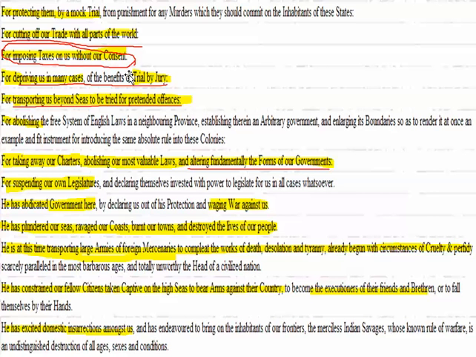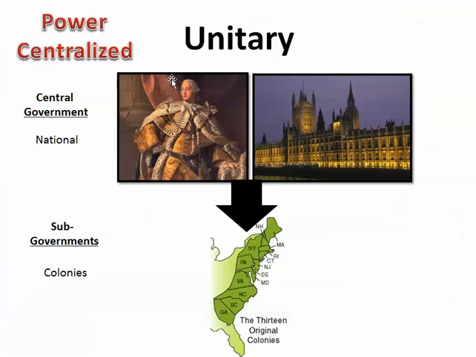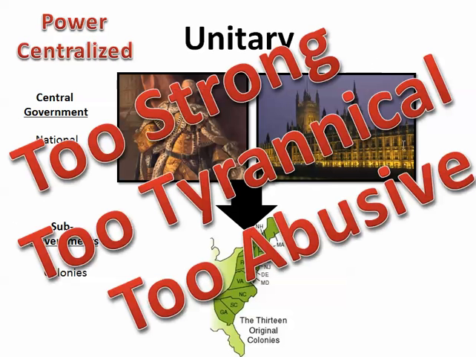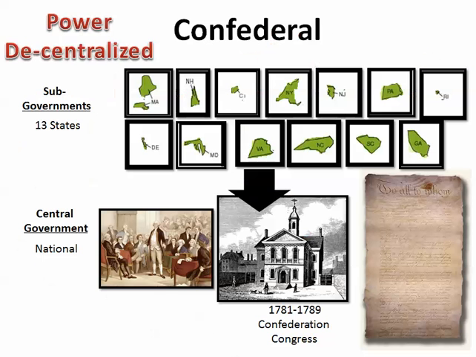So if we were to summarize, how did the American colonists feel about this unitary system with most power centralized here with the king and Parliament? Did they like this? And the answer to that is no. They thought it was too strong, too tyrannical, too abusive. So then they changed their system to a confederal.